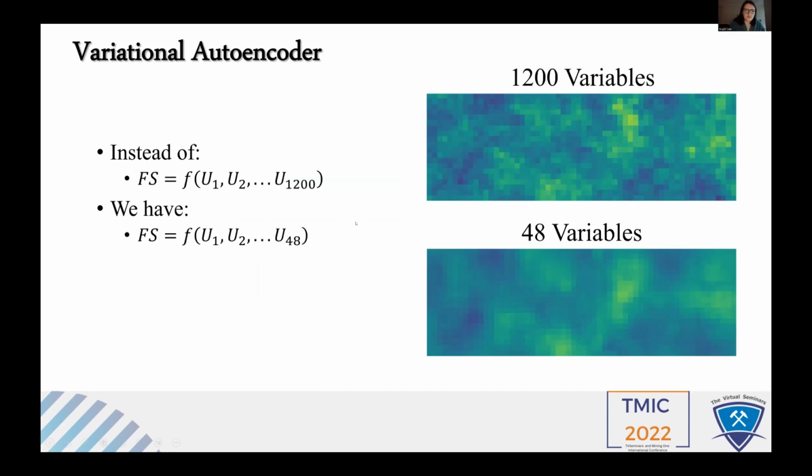So what does that mean as far as the response surface is concerned? Basically, instead of trying to deal with factor of safety as a function of 1200 variables, the 1200 cells, we can now define factor of safety as a function of 48 variables.